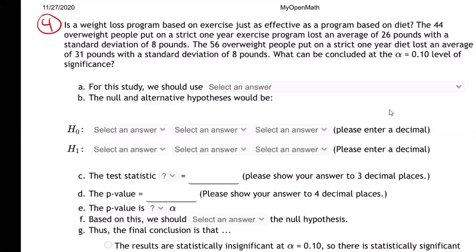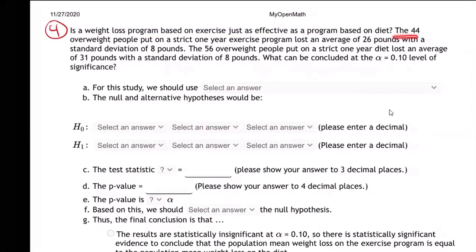Okay, so is a weight loss program based on exercise just as effective as a program based on diet? The 44 overweight people put on a strict 1-year exercise program lost an average of 26 pounds with a standard deviation of 8 pounds. The 56 overweight people put on a strict 1-year diet lost an average of 31 pounds with a standard deviation of 8. What can be concluded at the alpha 0.10 level of significance?